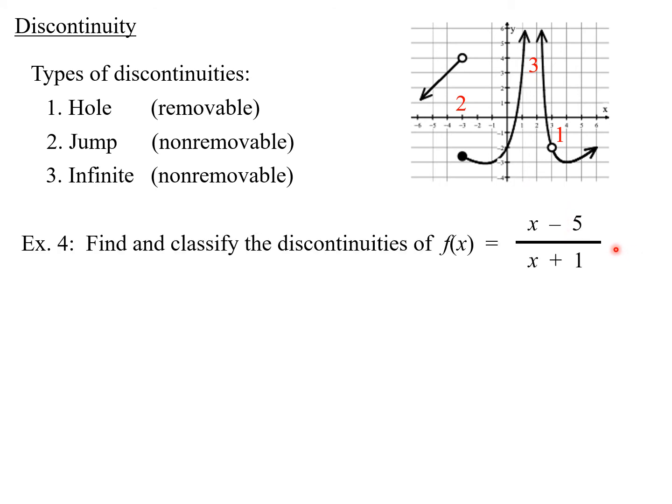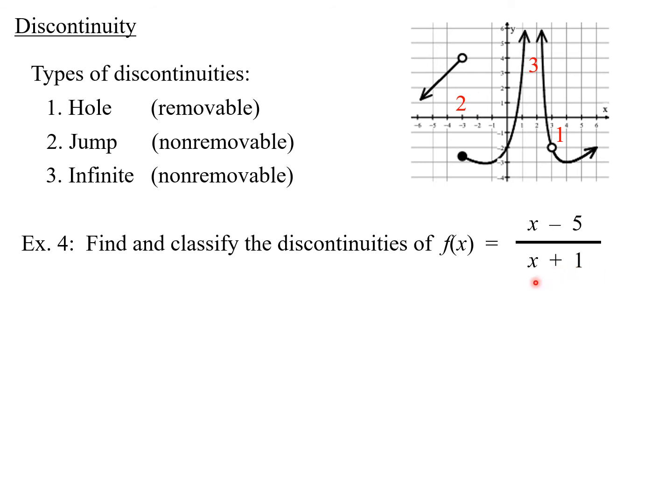All right, now let's do this. Find and classify the discontinuities of f of x equals quantity x minus 5 over quantity x plus 1. Now we're not going to have a graph to help us out. We just have to use the function. Okay, well, what do we know?